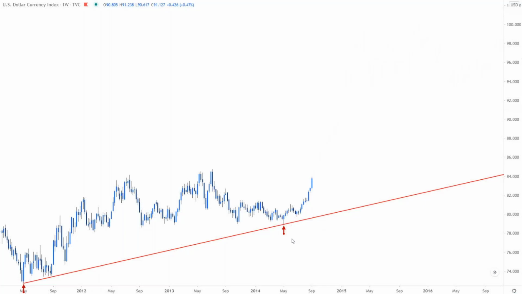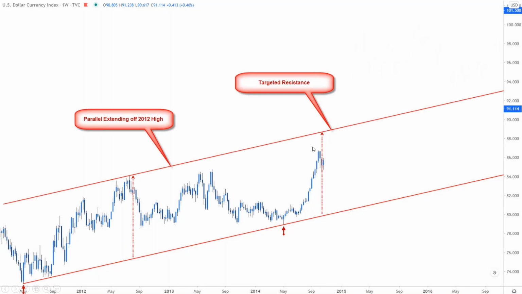This one's going to blow your mind. Here's basic trendline support of the 2011, 2014 lows in the DXY. Literally 7, 8 years later, this same slope is in play. What happens here? Well, we have two lows. If I take a parallel, extend it off the high, I'm looking for resistance up here on the rally.